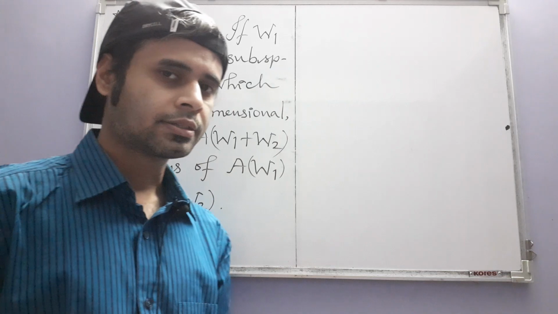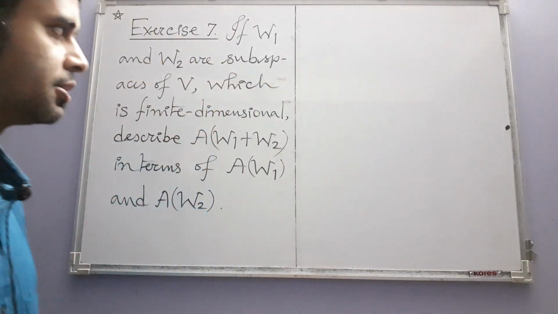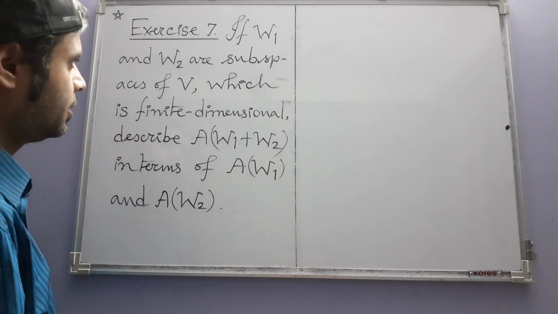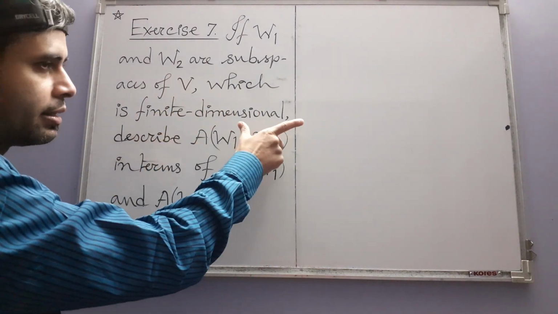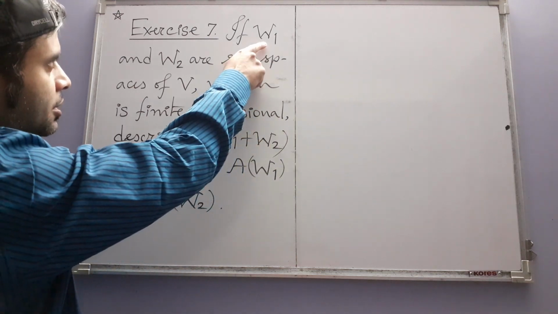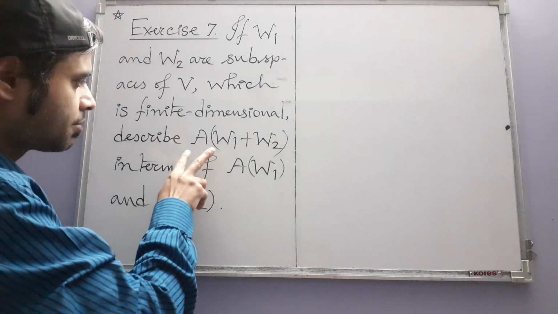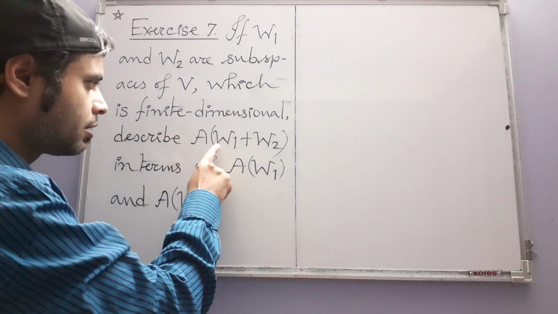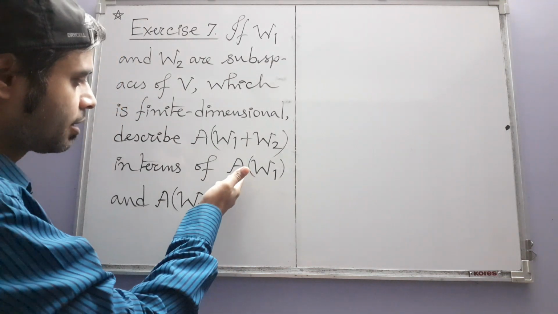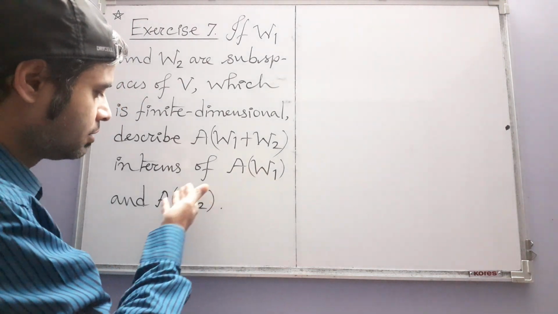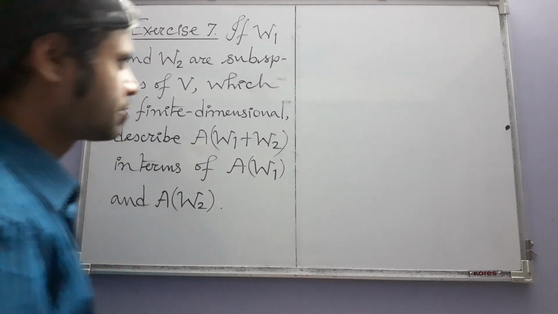Okay, next exercise 7. So we have come back to the problems on dual spaces. Here a vector space V is given which is finite dimensional and two subspaces W1 and W2 are given. We have to somehow describe the annihilator of the subspace W1 plus W2 in terms of the annihilator of W1 and the annihilator of W2. So let's see the solution.